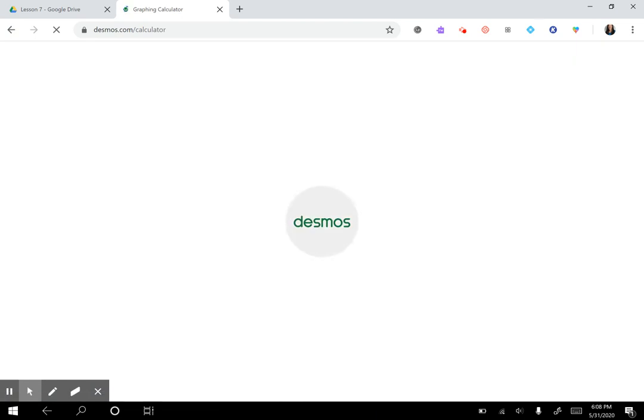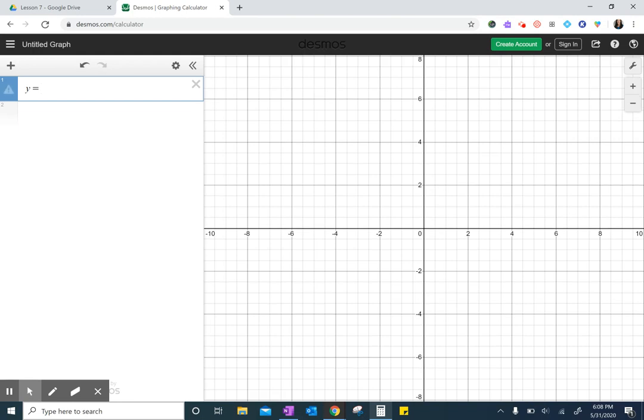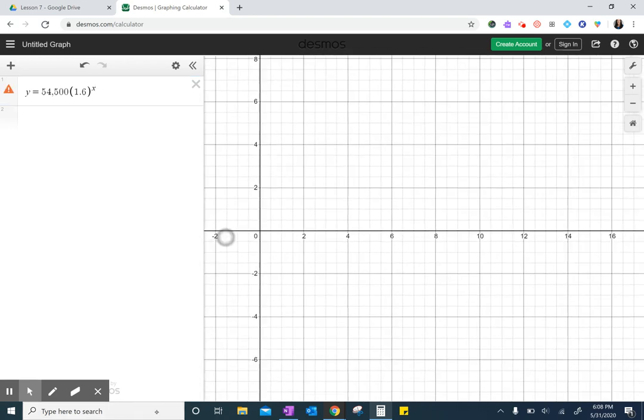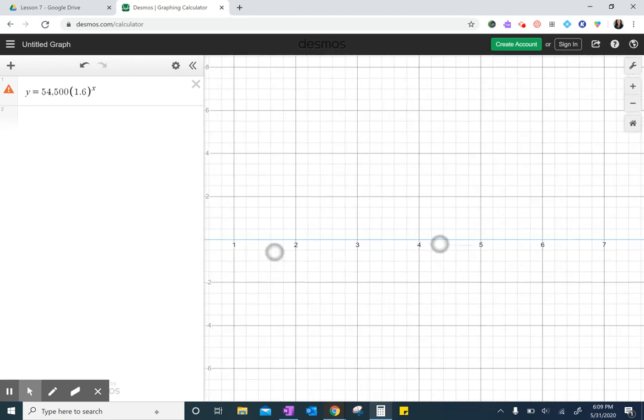Gonna start graphing. I like to type it with my keyboard, so I'm just gonna attach that real quick. Okay, so y equals 54,500. In parentheses, my growth factor of 1.6 to the x power. Obviously, I don't see anything because I'm starting all the way at 54,500. So I'm going to move. I don't really care about, I guess, before 0. So let's scale this out.